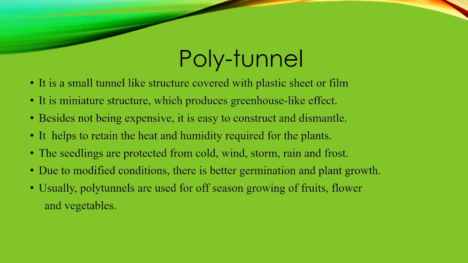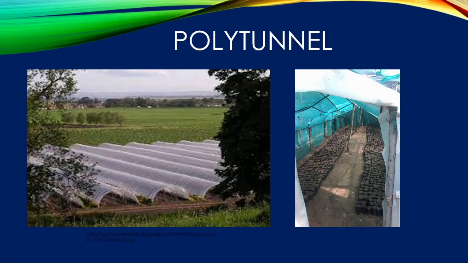So off-season plants can be grown in these polytunnels, which provide the modified environmental conditions for better growing of these off-season plants. These are polytunnels which provide modified environmental conditions for the plants. These are easy to construct and then easy to dismantle also. So these are the different types of nurseries which are classified based on the duration, types of plants produced and the types of protective structures used.